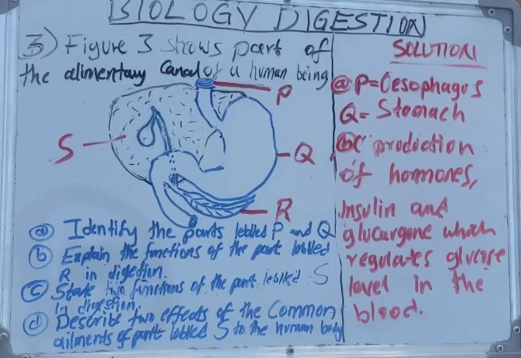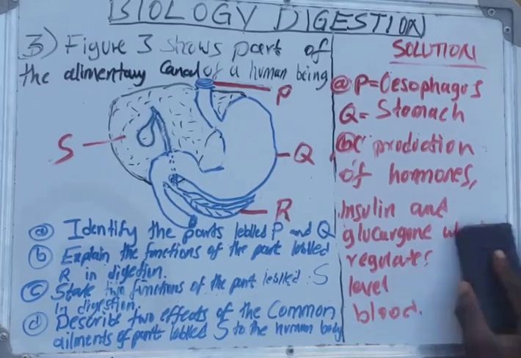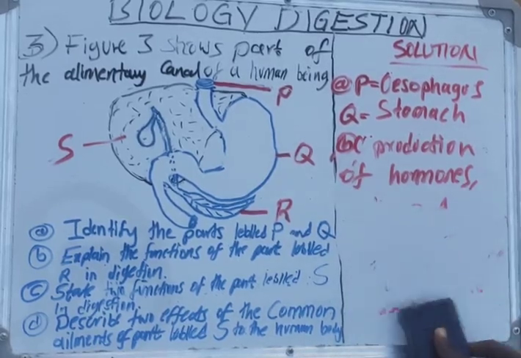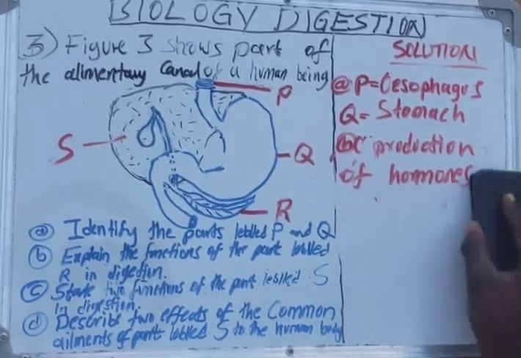Okay, so this is the last function of the part labeled R, production of hormones, insulin and glucagon, which regulates the blood sugar levels in the body. Okay, so this is the last function of the part labeled R, which is no other than the pancreas.